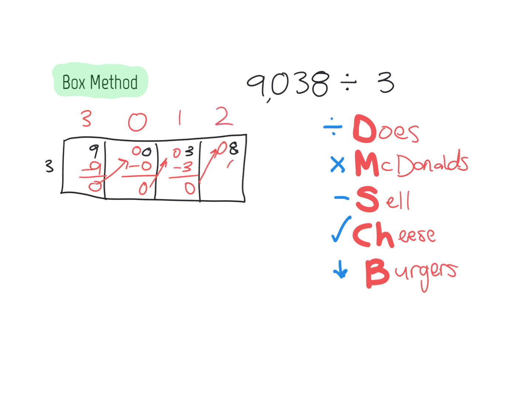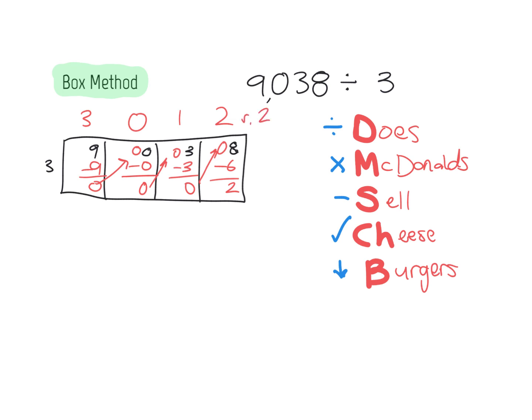2 times 3 is 6. My next step is to subtract. 8 minus 6 is 2. Check it. 2 is smaller than 3. Yes. So we're good here. And bring down, but there's no other numbers to bring my 2 over to. So this is my remainder. So our answer is 3,012 with a remainder of 2.